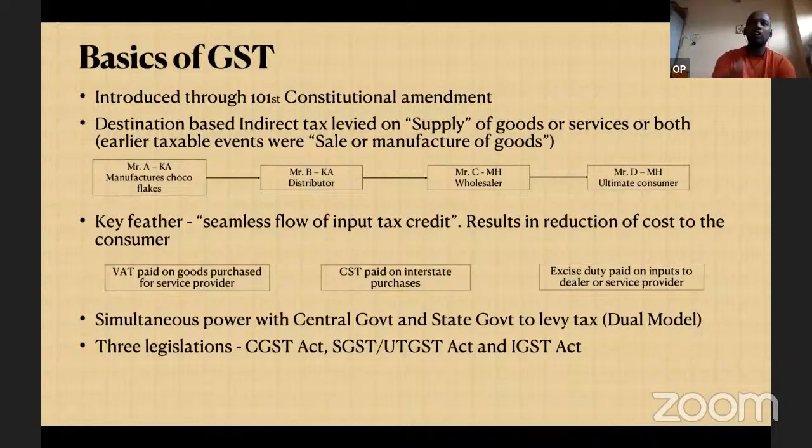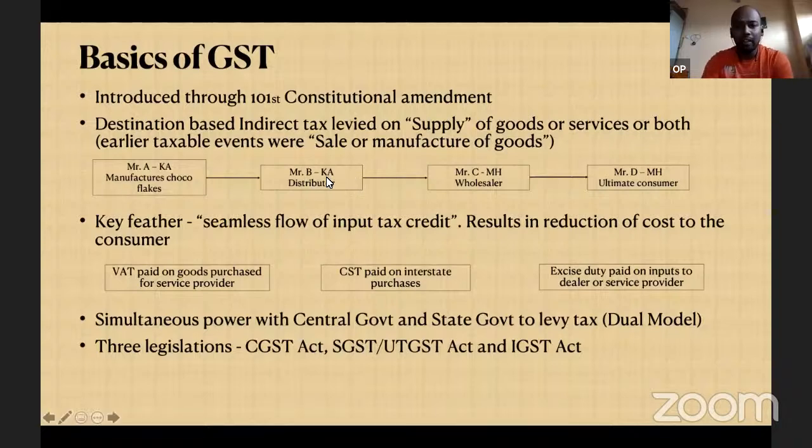Suppose in case Mr. B is not in Karnataka and is based out of Maharashtra, since in this leg of the transaction goods are being consumed in Maharashtra, revenue will go to the Maharashtra government. So GST is always a destination-based indirect tax. The state in which the ultimate goods or services are consumed, that state will get the revenue pertaining to that sale of goods. Now let us extend this example a little bit.